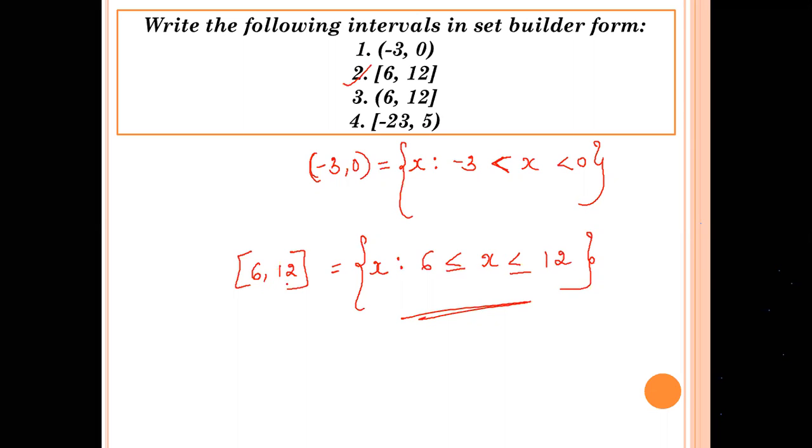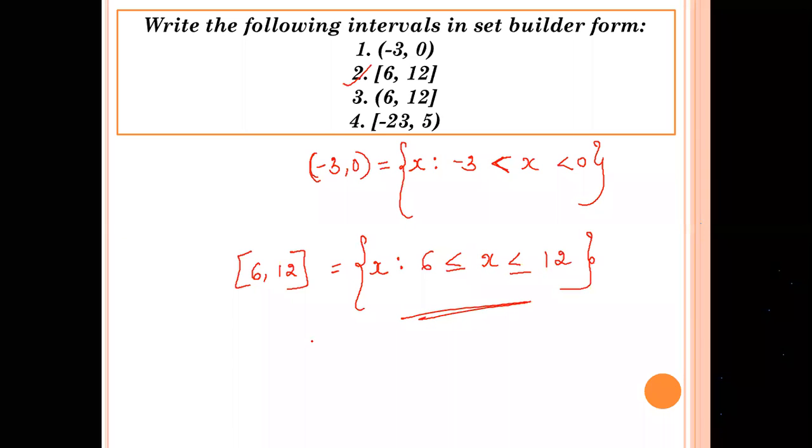Here the end points are 6 and 12. We have a closed interval, which means you have to include the end points. If end points must be included, what will you write? Less than or equal to, which means x can be 6, x can be 12 as well. Okay, Ambika, just check your answer. It is not an open interval, it is a closed interval.